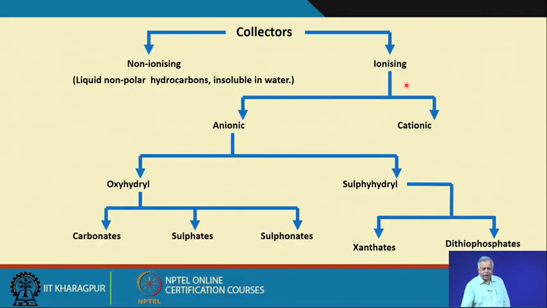Now, another category is ionizing, which we have discussed. These ionizing collectors could be anionic and cationic type. Anionic collectors could be oxyhydryl or sulfhydryl type. Oxyhydrals have various types, like carbonates, sulfates, sulfonates. Similarly, sulfhydryl collectors can also be grouped into xanthates and dithiophosphates.